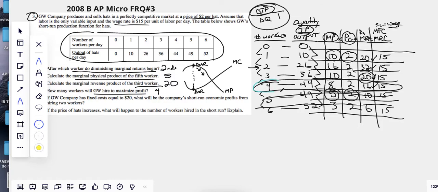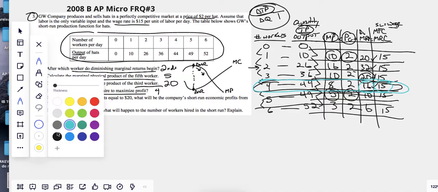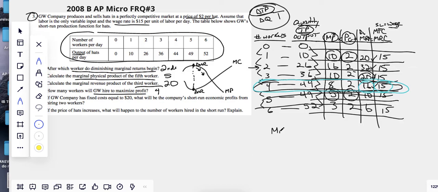Do recognize that the marginal revenue product and the marginal revenue cost are almost the same thing. What we know is we want to hire where marginal revenue product equals marginal revenue cost, just like with all our other market structures, where we would hire where marginal revenue equals marginal cost.